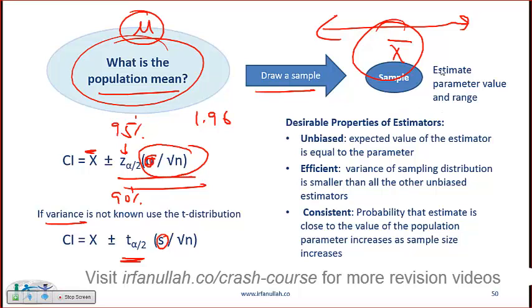In terms of the estimate, x bar is an estimate. The process used to come up with the estimate is called the estimator. These are some properties: it should be unbiased, efficient, and consistent. Make sure you remember these three terms. It's very easy to be tested on them.